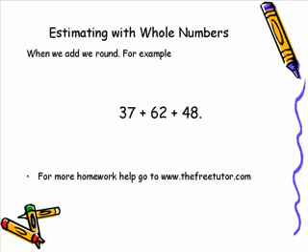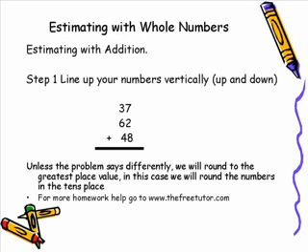Now let's use these rules to help us with an addition estimation problem. When we add, we typically round. For example, 37 plus 62 plus 48. Now, when we do addition, it's always easy to line our numbers up vertically, or up and down. So that would be step one.